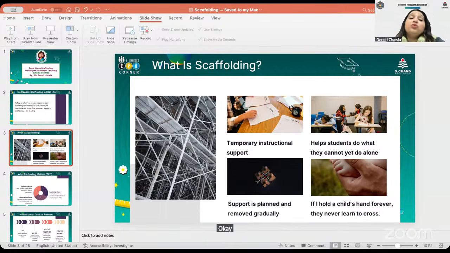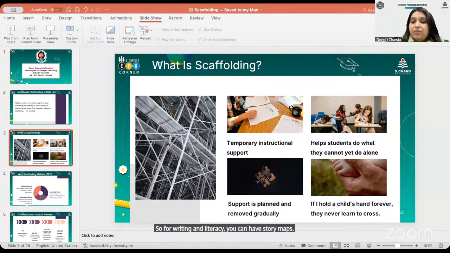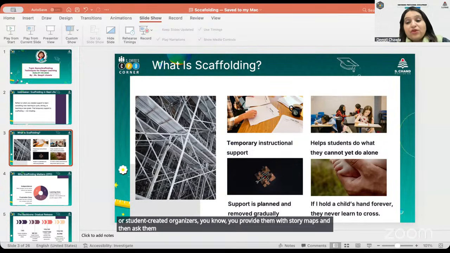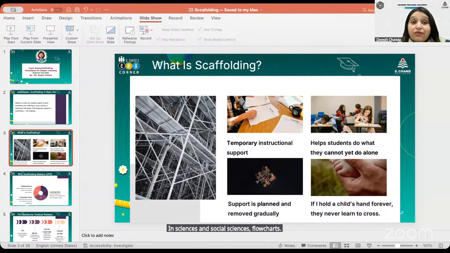Okay. Then you can use a lot of graphic organizers for visual scaffolds. So for writing and literacy, you can have story maps with beginning, middle, and end. That helps. A fading move could be that you provide blank organizers or student created organizers. You provide them with story maps and then ask them to create different story maps. In sciences and social sciences, flowcharts, life cycles, and different timelines can all be present in the classroom for them to depend on, to fall back on while they're revising.